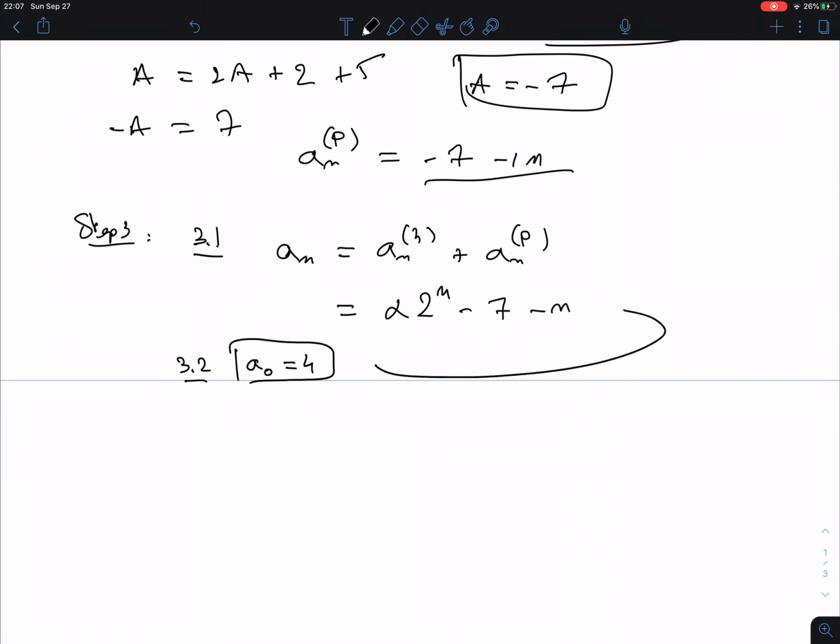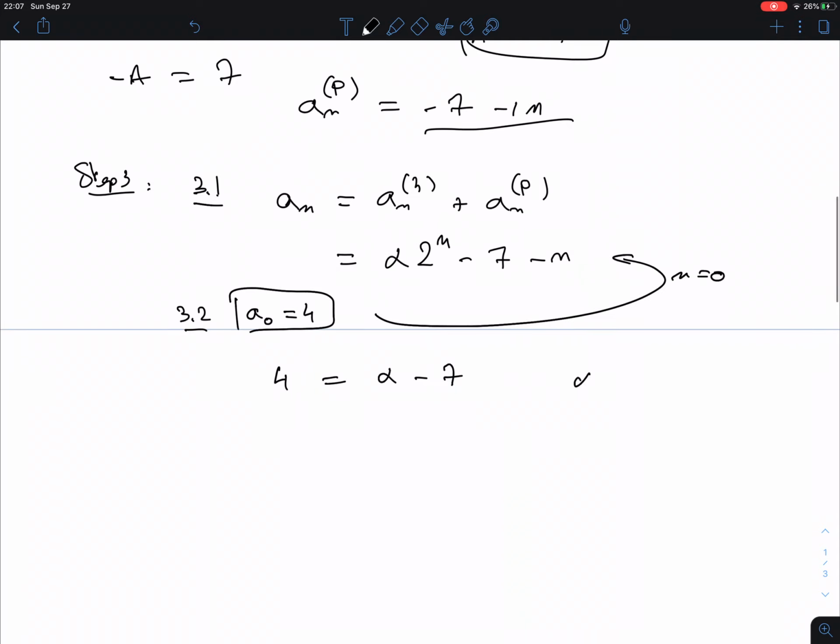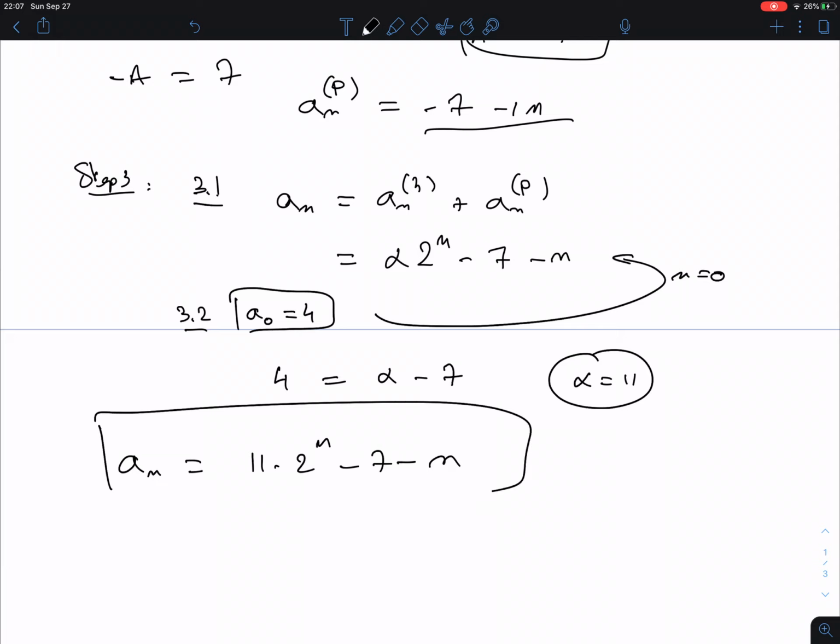So what we do, we plug in n equals 0 in here. We say that a0 is then 4. And on the other side, we get alpha minus 7 minus 0. So we see that alpha is 11. And so our final solution is 11 times 2 to the n minus 7 minus n. That's the solution. All right?